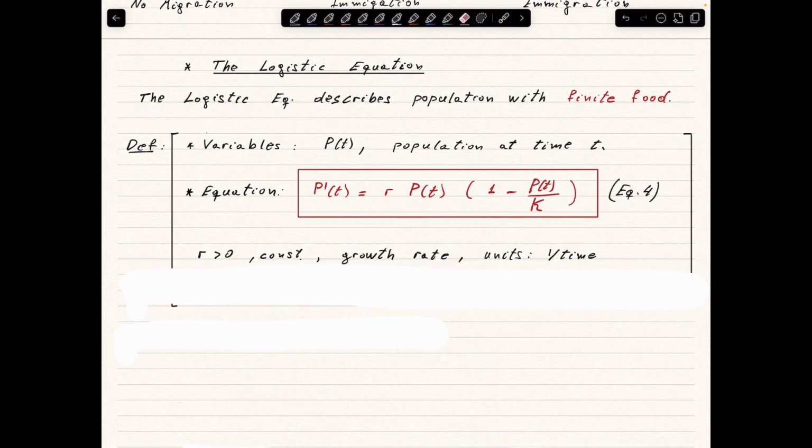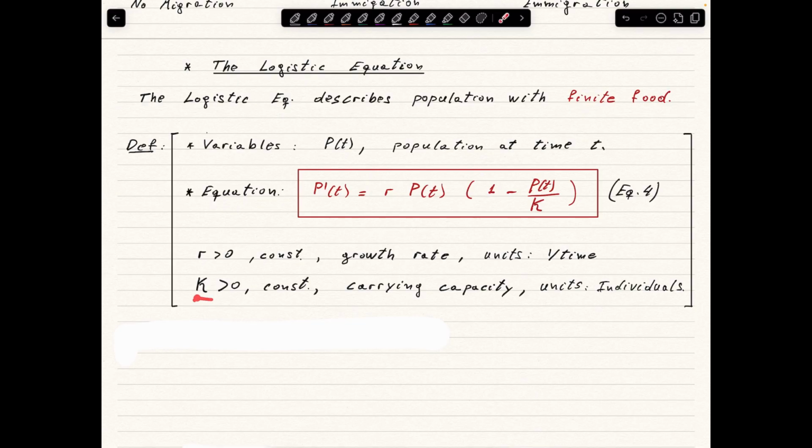The constant r is the same as before. It's called a growth rate and has units of 1 over time, just as before. And now we have a new constant k, and that constant is also positive, and it's called the carrying capacity and has units of individuals, because it's going to cancel the individuals that we have here in the numerator. So it has units of individuals. Okay, this is the equation.